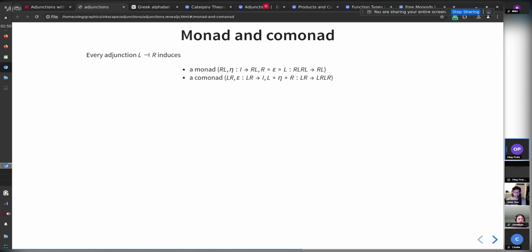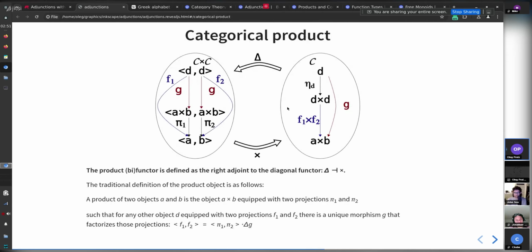Need to mention that adjunctions give rise to monads and comonads. So the unit of the adjunction is the unit of the monad, and multiplication is defined using the co-unit. For the comonad, the co-unit is the comonad co-unit, and the duplicate or co-multiplication is defined using the unit. Okay, examples.